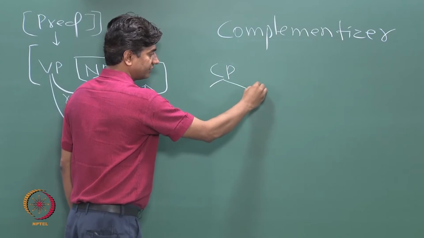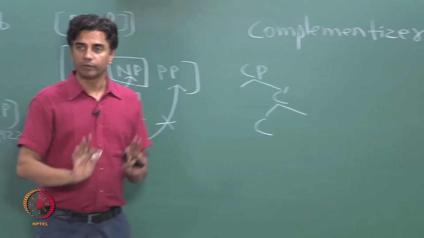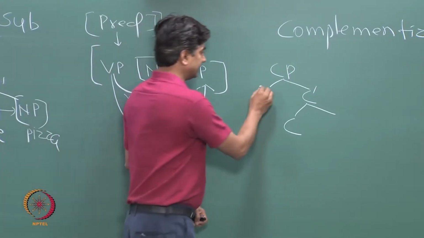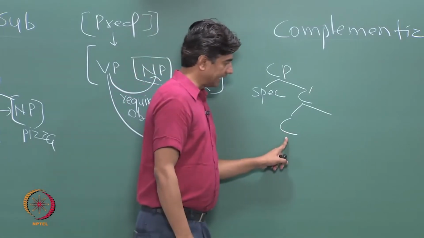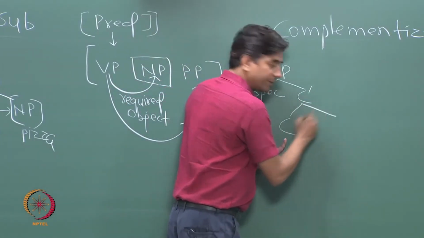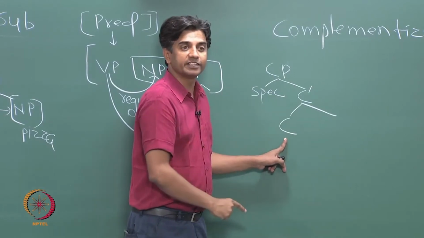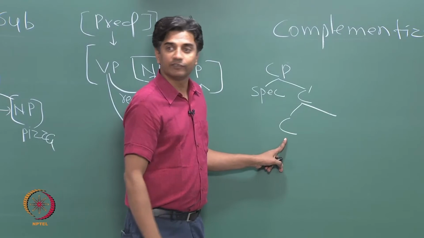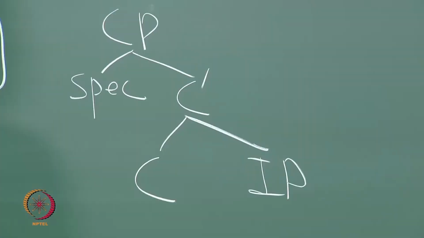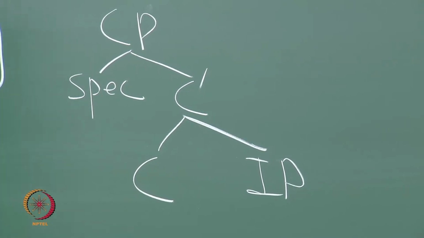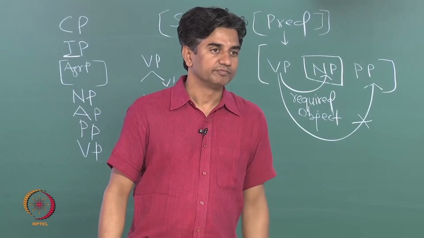What do we get here? And here, C. No problem for anyone so far? And this is going to be a specifier, right? And this is the head, and the complement of a complementizer is, can anyone guess? IP. This is the reason why I am saying a CP is more than an IP.